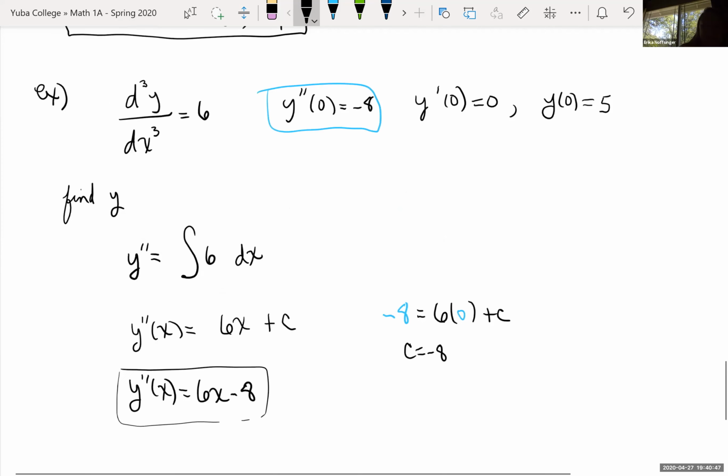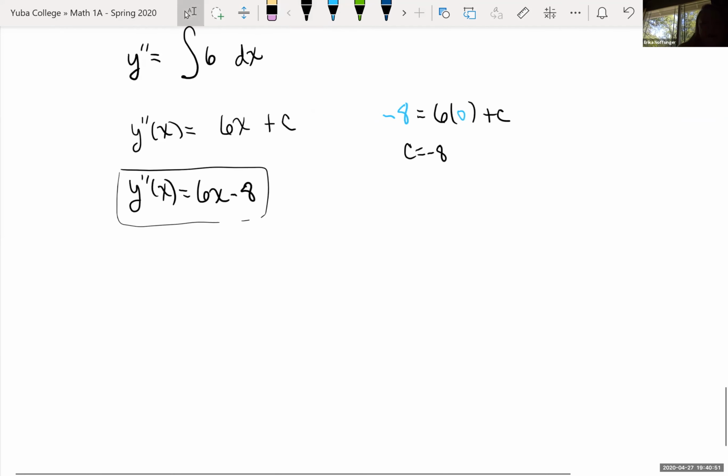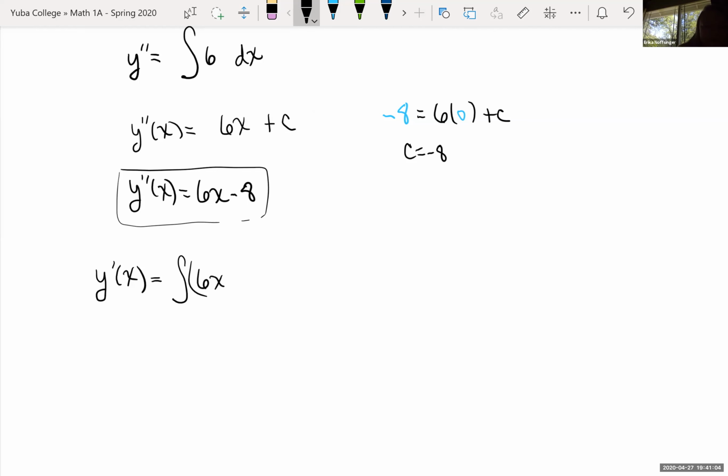So I'm wanting to get to my original function. If I have my double derivative, I could figure out what my first derivative is by taking the antiderivative of the second. So y prime of x is equal to the antiderivative of 6x minus 8 dx.